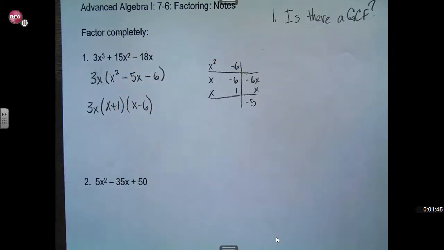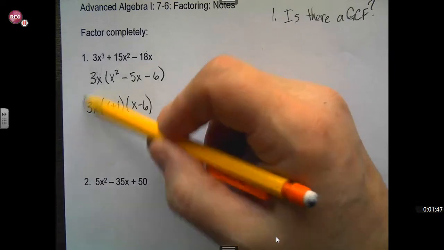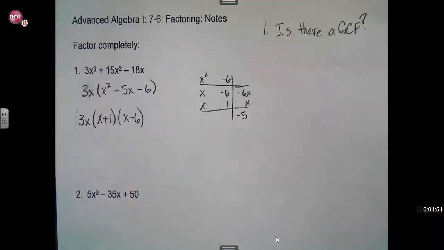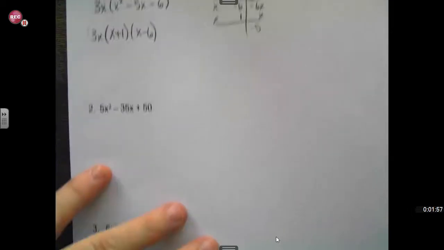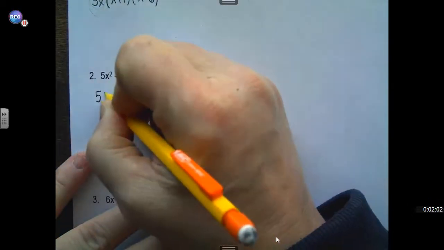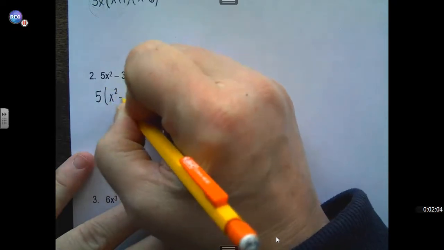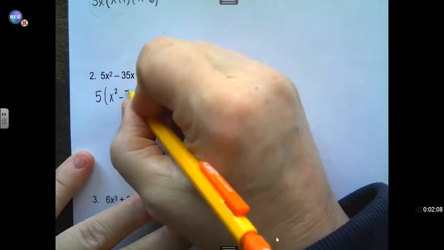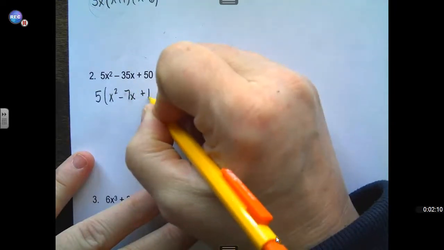Most common mistake I see is that people forget to put the 3x in front of that. But the 3x is one of the factors, and so it does have to be included. Even if it was only the numeral, it would still need to be included. For example, on this next one, the only thing they have in common is 5. And what I'm left with is x squared minus 7x plus 10.